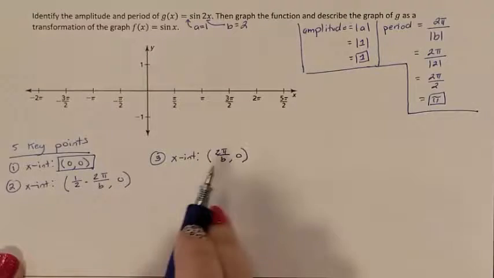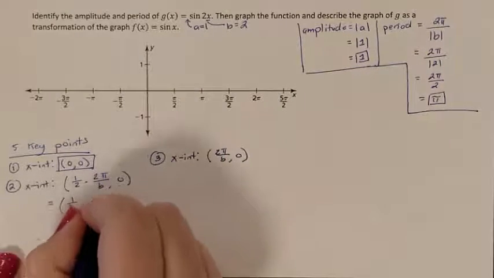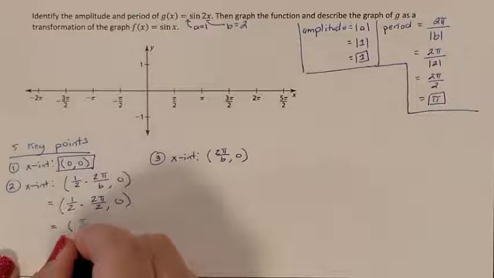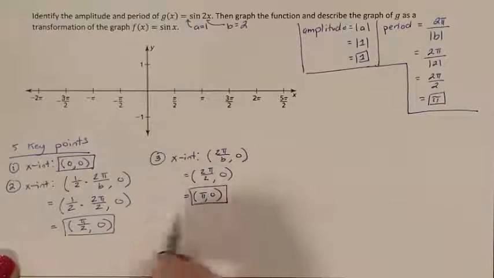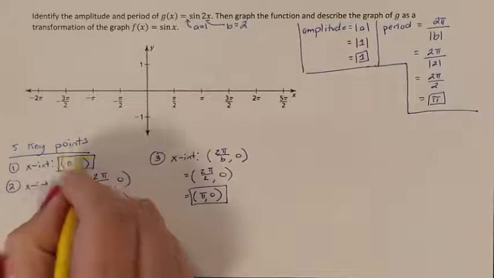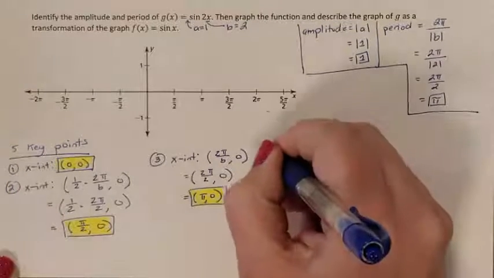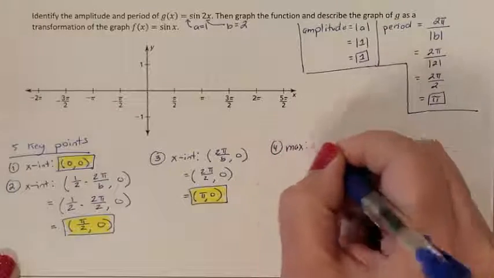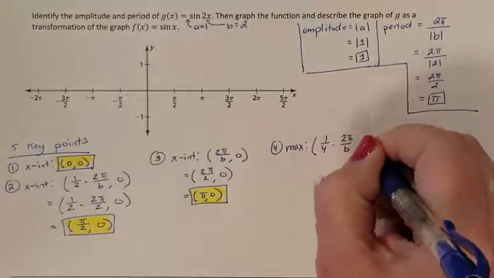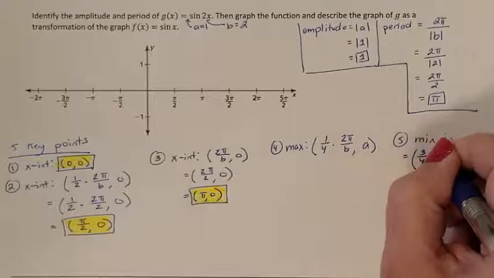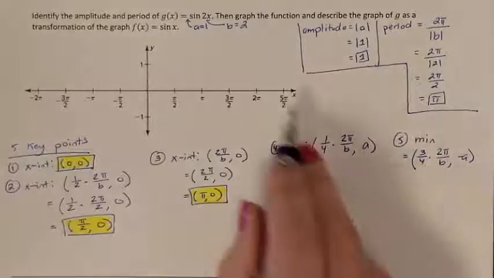Both x-intercepts require the use of b. B is 2, so using your formula, I just found all 3 of my x-intercepts, 3 of the 5 points. My 4th point is my max, which is a formula, and my 5th point is my min, which is also a formula. They both require my b, which is 2, and they both require my a, which is 1.